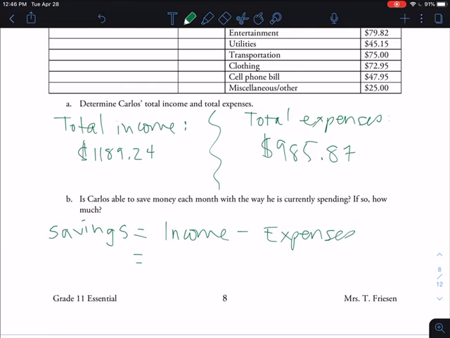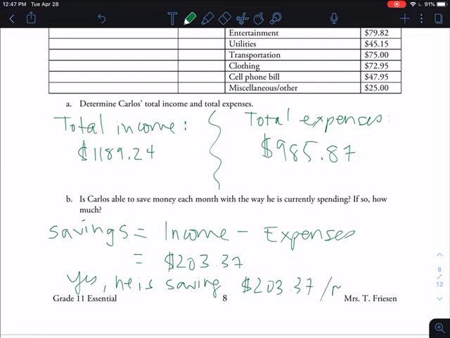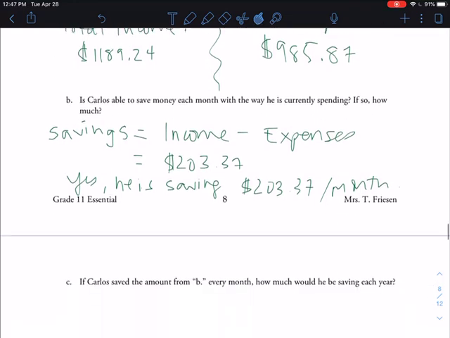Okay, so I'm going to take $1,189.24 and subtract $985.87, and that is going to give me $203.37. So that's awesome. Carlos is saving. So, yes, he is saving, and then we're going to put the amount there: $203.37 per month. Sorry about that messiness. Classic stylus. I hope you can read that.